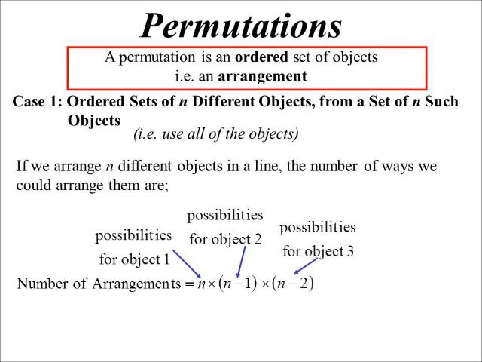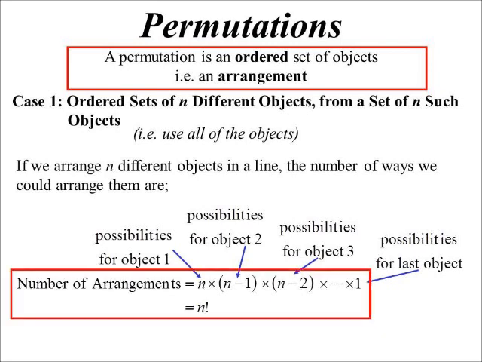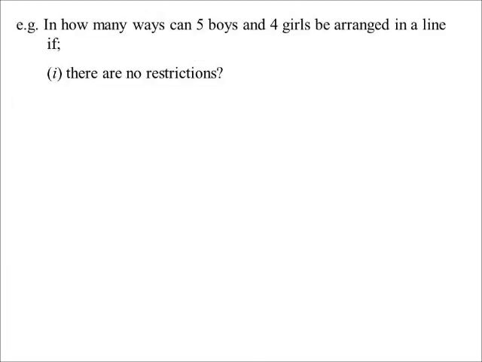Now I'm going to go get the next object. Well, there's n minus 2. And I'm going to keep going, and keep going, until eventually there's only one object left. I say, righto, you're going last. So it turns out to be something we've seen already. n times n minus 1 times n minus 2 all the way down to 1. It's simply n factorial. So if you're going to use every single object and line them up, it's just n factorial.